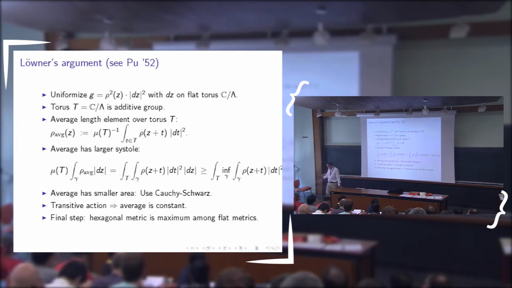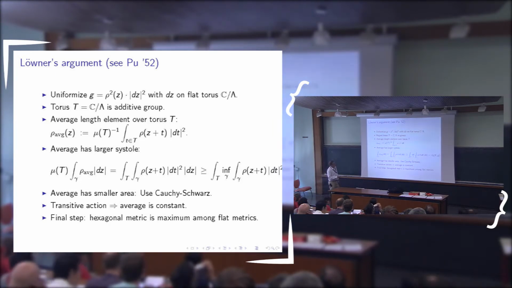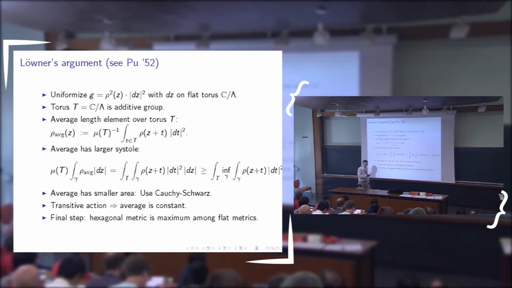Wait, isn't the average a number? Oh, it's the average length element. Yes, it's not a number. It's this integral. This rho depends on x, and t here is in the group. So for every x, there's an actual function of x here. Function of x, function of x. Yeah. Thank you. Very good question. Yeah, I should have put the x's in.